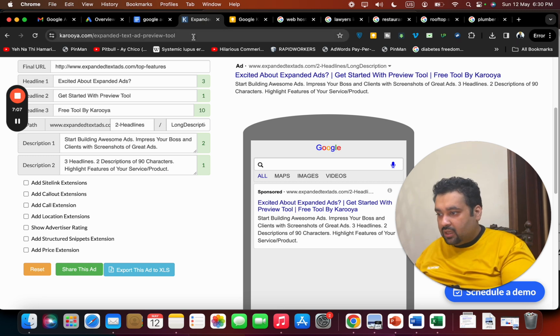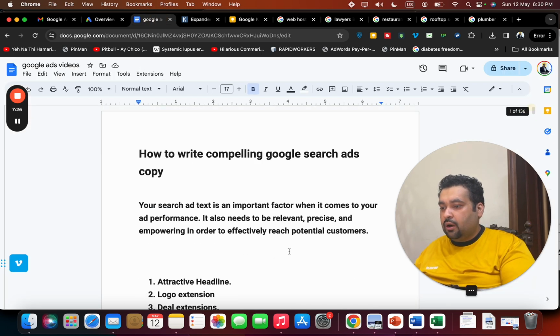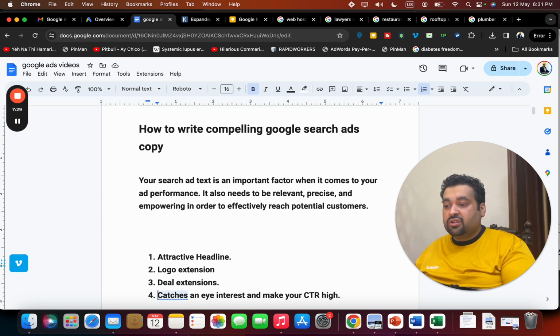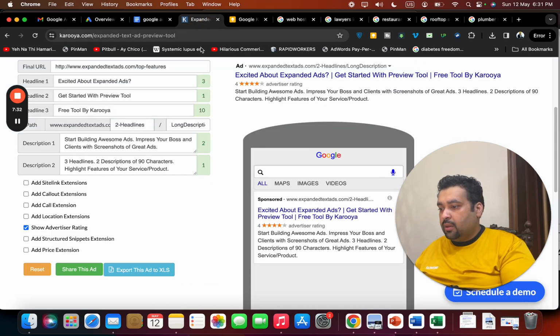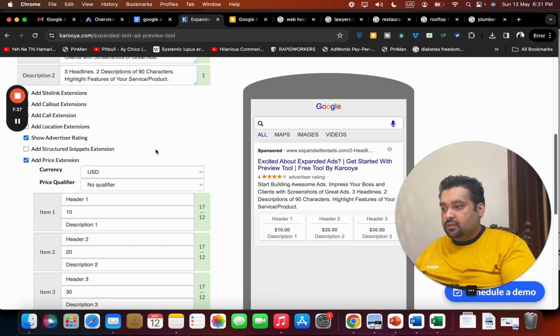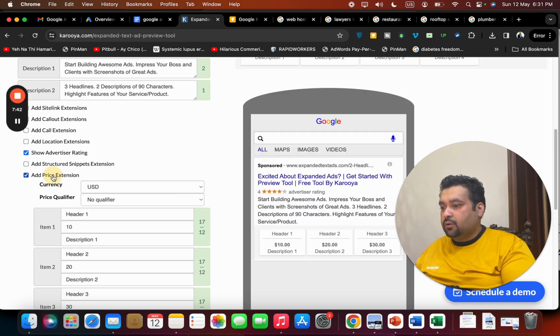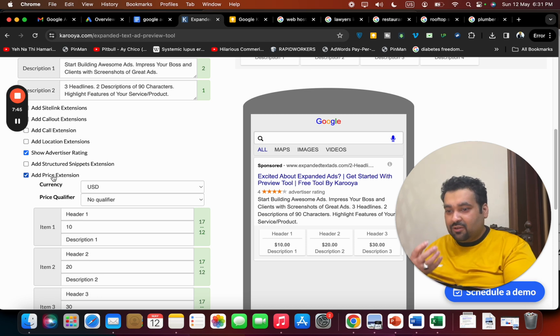But what if I work around and add this advertiser rating in your ad? Does it make your ad more interesting? Does it win your heart? Yes or no? Yes, it means that this is a good extension. Likewise, we discussed over here, in extensions, we figured out we need to have an attractive headline, logo extension, deal extension. So let's say I'm going to add a price extension over here, like this. Does it help or no? We need to figure out, okay, if this helps, the price, it wins the heart.